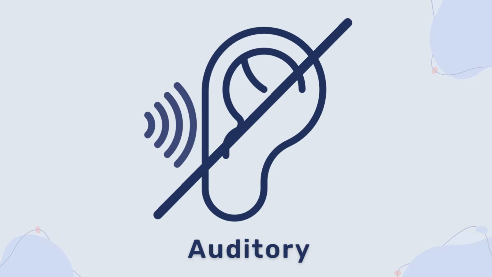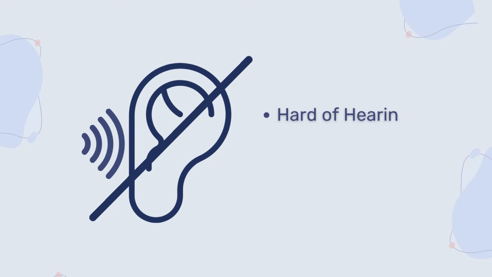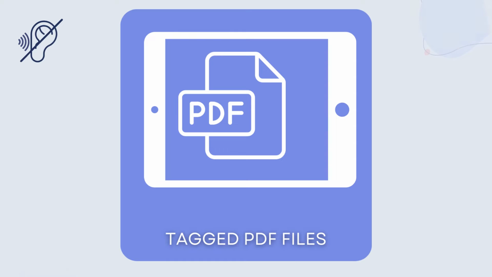Auditory disabilities include mild to moderate hearing impairment, partial loss, or difficulty, which can be problematic in regards to audio content. For those who are hard of hearing, this refers to mild to moderate hearing impairment in at least one ear. Deafness refers to substantial hearing impairment in both ears. For accessible infographic design, tagged PDF files are good common practice. We'll look later at how to tag PDF files in PowerPoint and Google Slides.